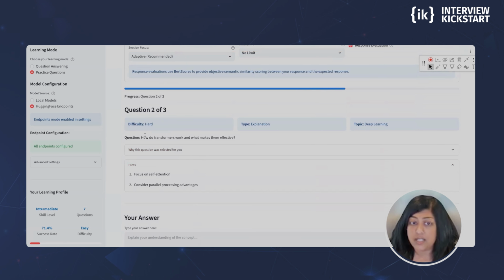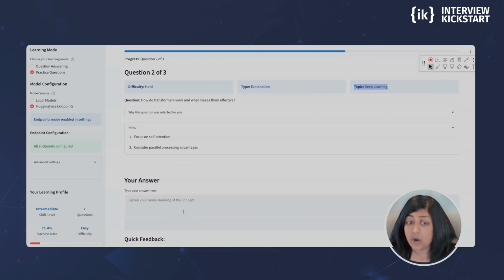The next question is how do transformers work and what makes them effective? This is coming from the topic deep learning. Okay. And it also tells you why this question was being selected for you. Right. So there's transparency here. In addition to maintaining the audit trail for the user in terms of tracking their performance, etc., we also are being very transparent as to why this question is being presented to the user in the practice session.